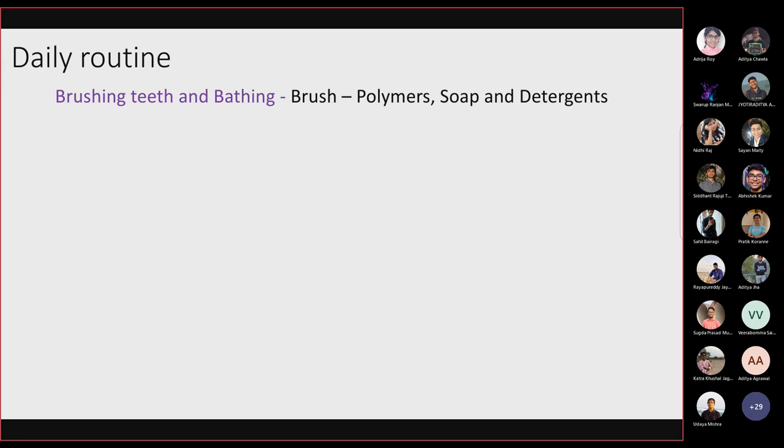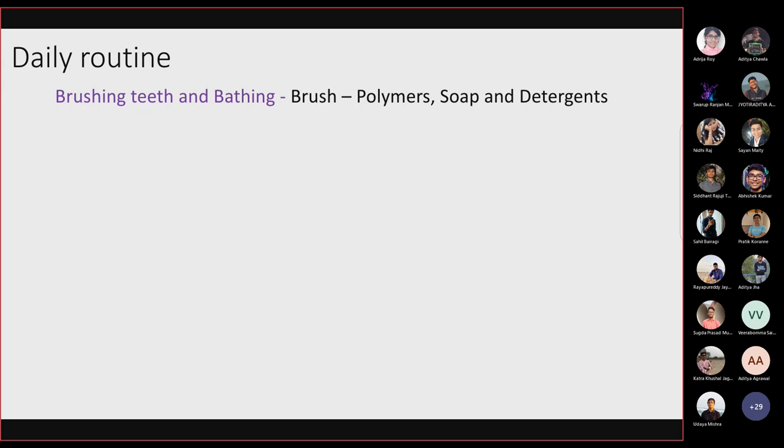So I'm sure the first thing we do every morning is brushing teeth and bathing. This is a very simple example. You might say, what is this? This is a very small example, but just to illustrate a point, I've taken this very, very small example. Brushing teeth and bathing, right? We all do it first thing in the morning. May not be for the students, I'm just joking.